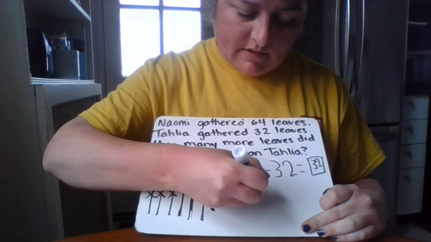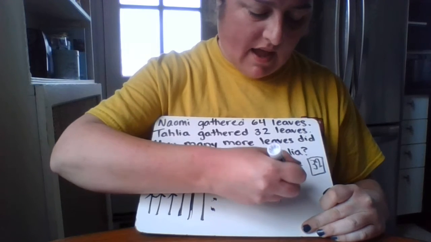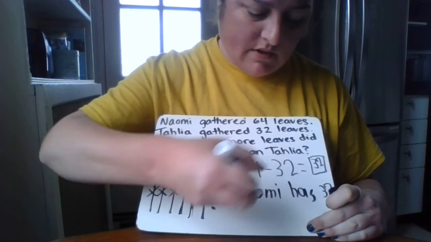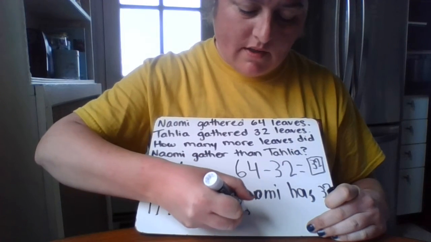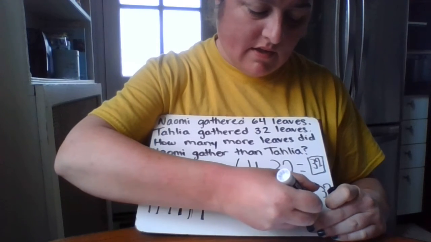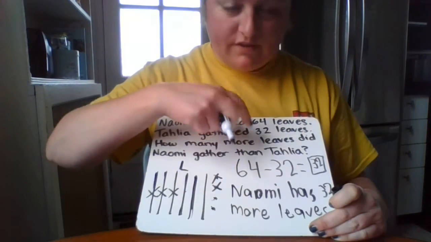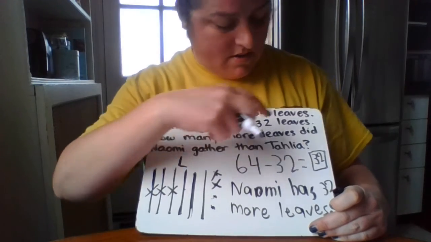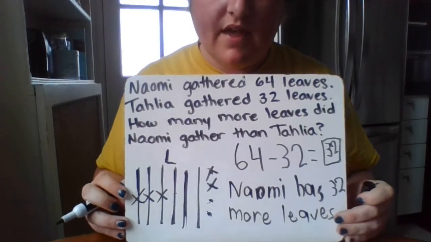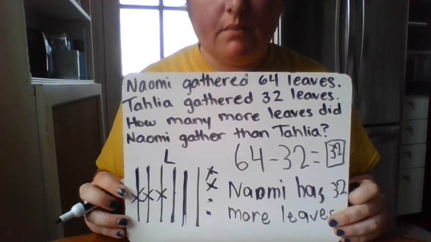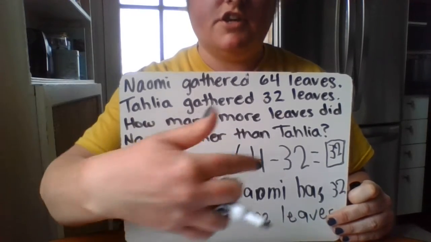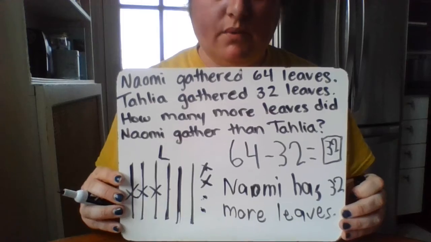Naomi has 32 more leaves. And we can find all those words up here. We have our leaves, we have more than, that's what we're trying to figure out. So Naomi had 64. She had double the amount of Tahlia. She had 32. So the difference was 32.